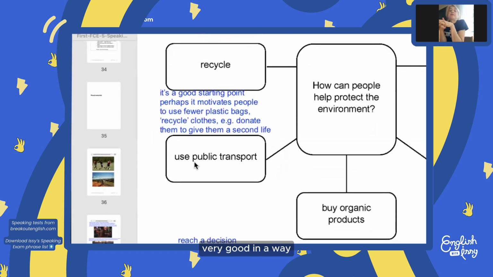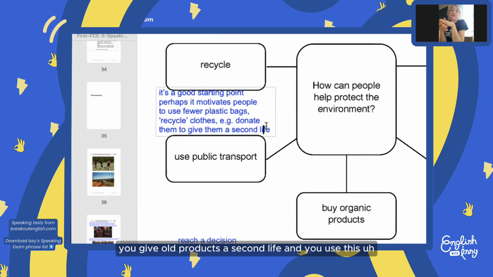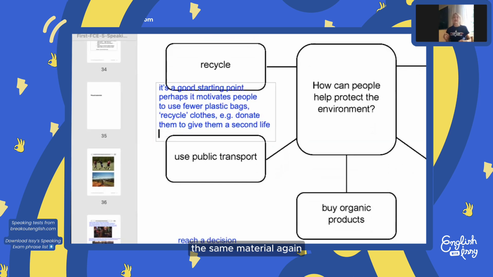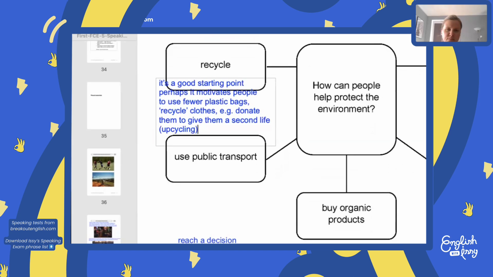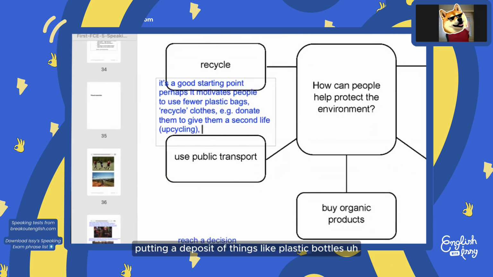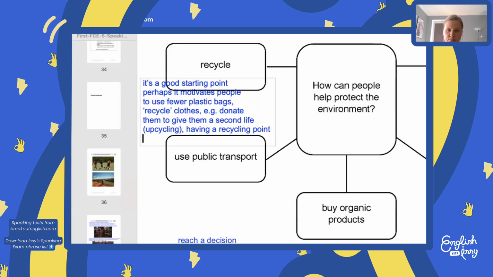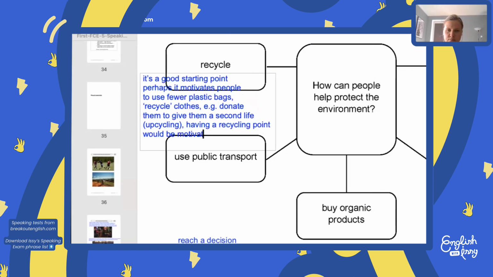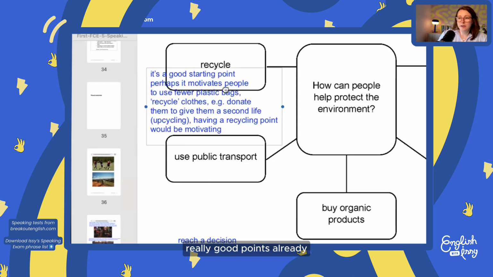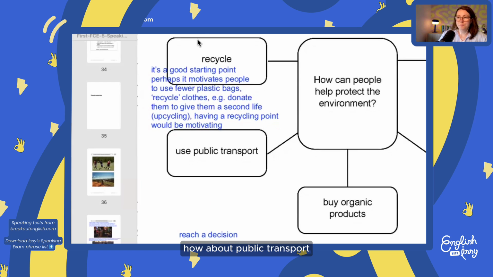Very good. In a way, how about giving old products a second life, and you use the same material again. Putting a deposit on things like plastic bottles motivates people to recycle more. Really good points already. How about public transport?